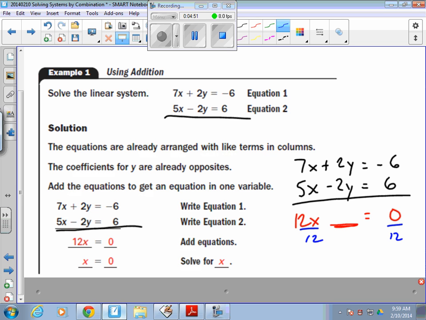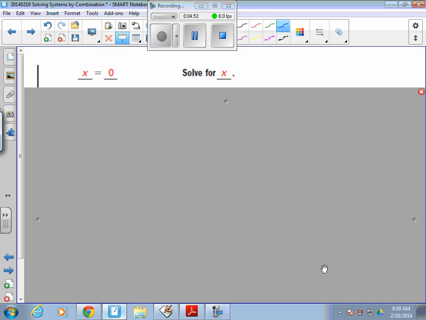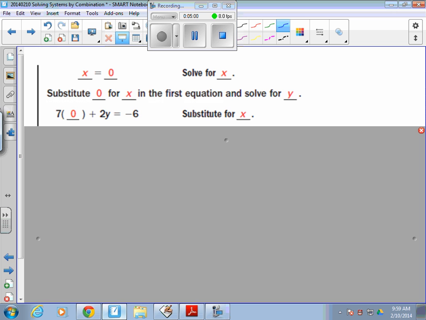Now it turns into a substitution problem. Take that value x equals 0 and plug it back into one of the first equations. They chose this equation 7x plus 2y equals negative 6. So we're just subbing in 0 for x to solve for y. Anything times 0, in this case 7 times 0, is going to be 0, plus 2y equals negative 6.